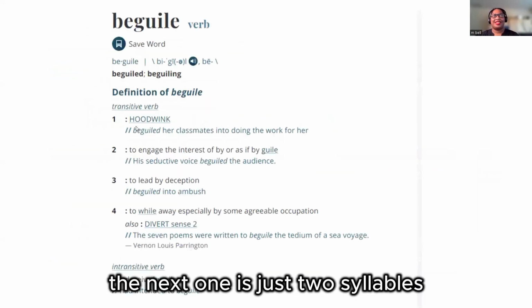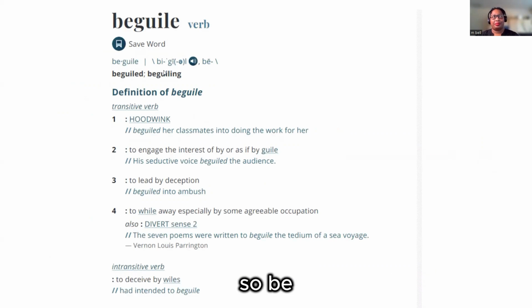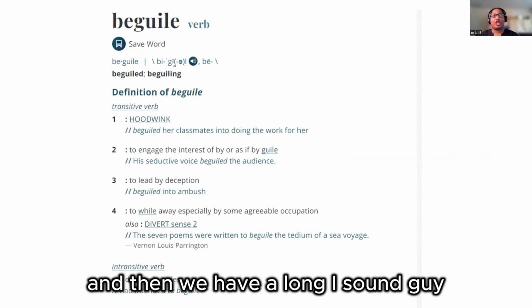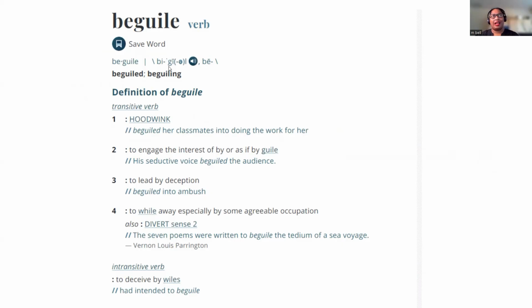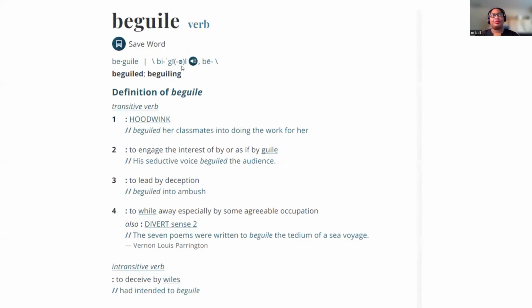The next one is just 2 syllables. And we realize we have a short I sound, so "b," and then we have a long I sound, "ga." So let's try it. Beguile, beguile. Good.